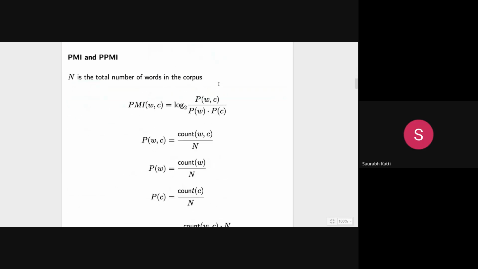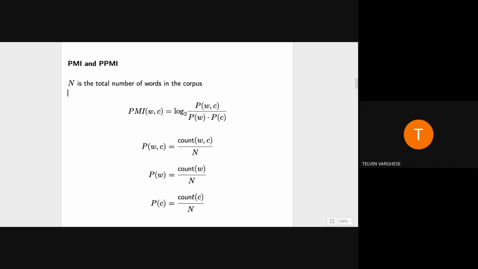Sir, is it always log to the base 2? Yeah, this is coming from information theory. If you remember entropy, which we studied in MLT, that was also log to the base 2. This is mutual information, a binary relationship, where we are taking two items together. That's why we are using base 2, right?